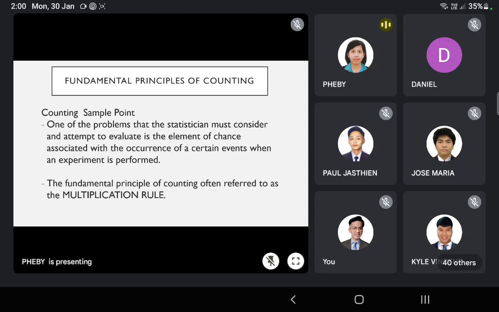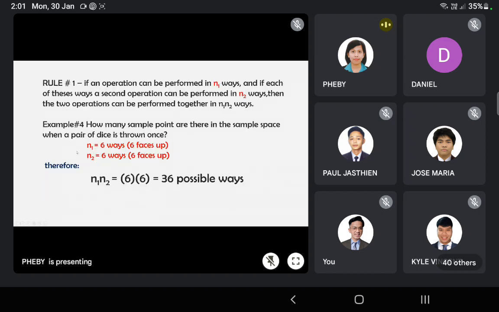When there are so many sample points, it is very hard to count them one by one, or to make a tree diagram. That's why they created the so-called multiplication rule, or counting principle. Okay, so for rule number 1: if an operation can be performed in n1 ways, and if for each of these ways a second operation can be performed in n2 ways, then the two operations can be performed together in n1 times n2 ways.